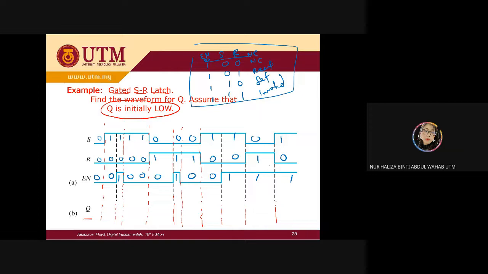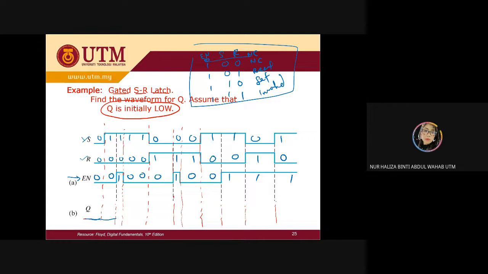Okay, now for my state, first thing I am going to look into my EN. EN is 0. What will happen? No change. So I don't want to look into my S and R. I already know there is no change at all. So I'm going to draw continuous from my previous output, which is 0. Next, still 0. So I'm not going to look into my S and R because still 0. So it remains similar, no change.